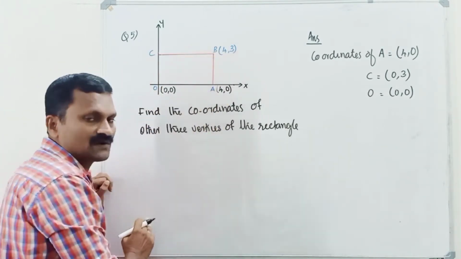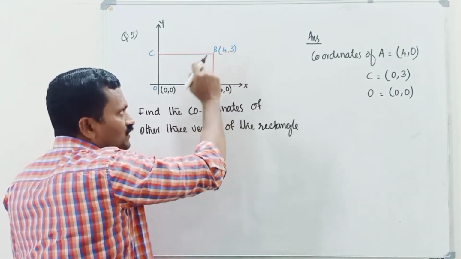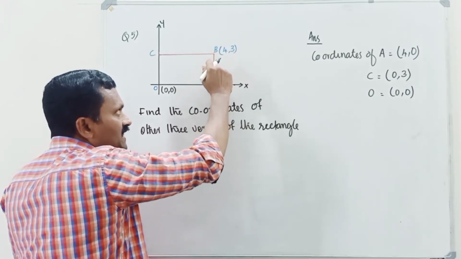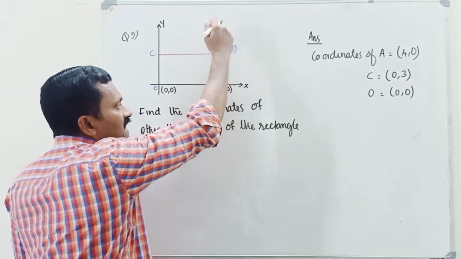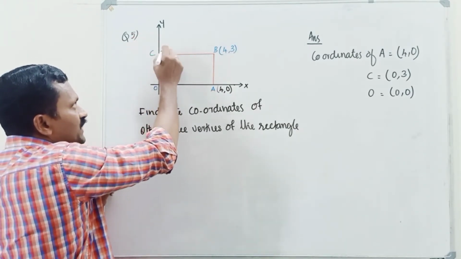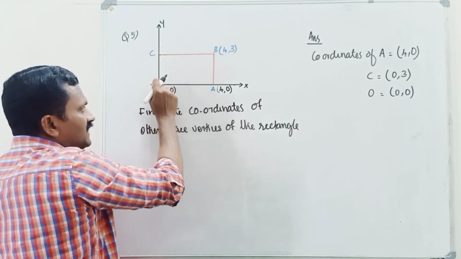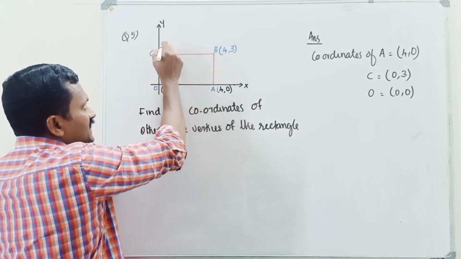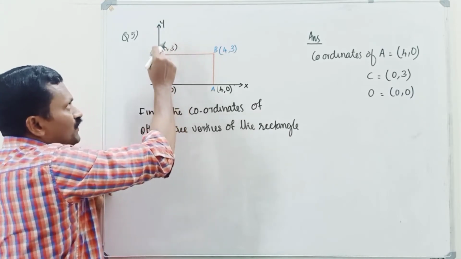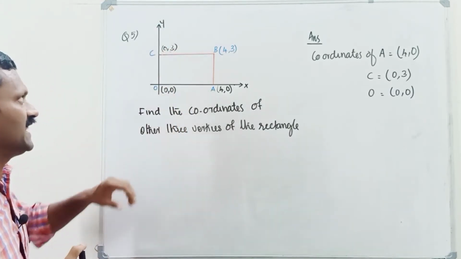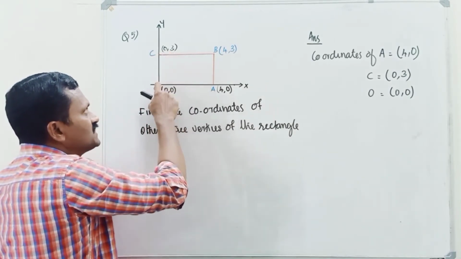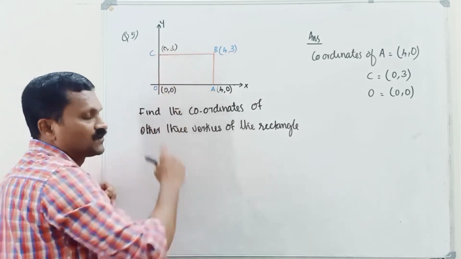Here, what is given is the coordinates of B. B is 4, 3, so the y coordinate is 3. Y coordinate 3 means B is 3 unit above x-axis. So C is also 3 unit above x-axis. That means the y coordinate of C is 3 and x coordinate is 0. Why? It is a point on y-axis. If the point is on y-axis, its x coordinate must be 0 and y coordinate is 3. So the coordinates of C is 0, 3.